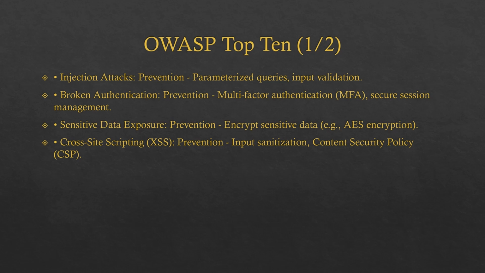Next, we focus on the OWASP Top 10, a widely recognized list of common security vulnerabilities. This includes injection attacks, where untrusted data is inserted into a query, and broken authentication, where weaknesses allow attackers to impersonate users. Sensitive data exposure and cross-site scripting (XSS) are also serious concerns, but they can be mitigated with proper encryption and input sanitization.